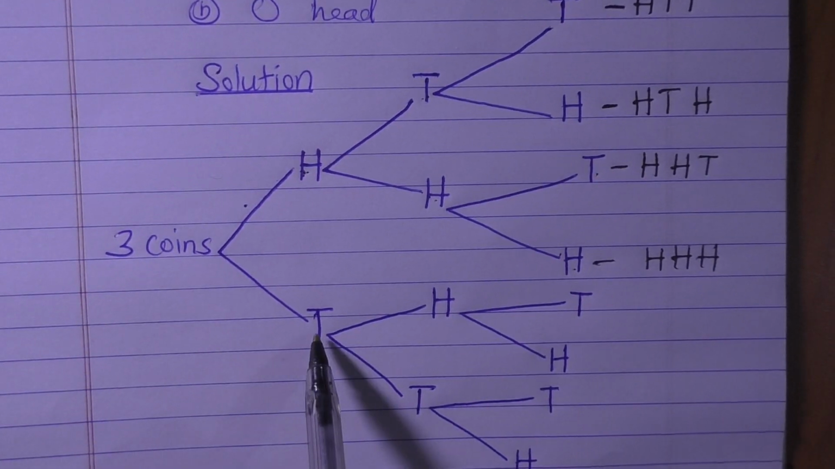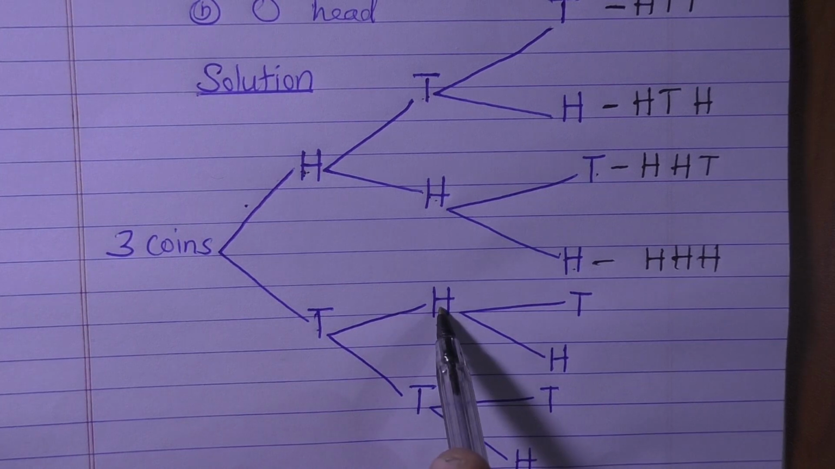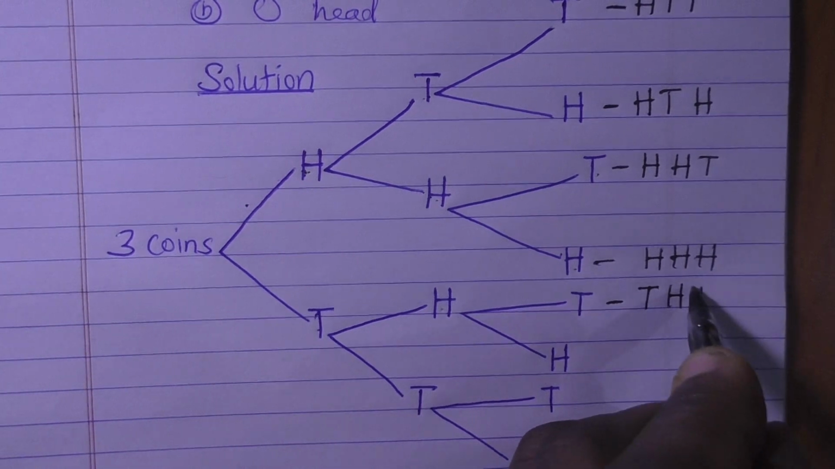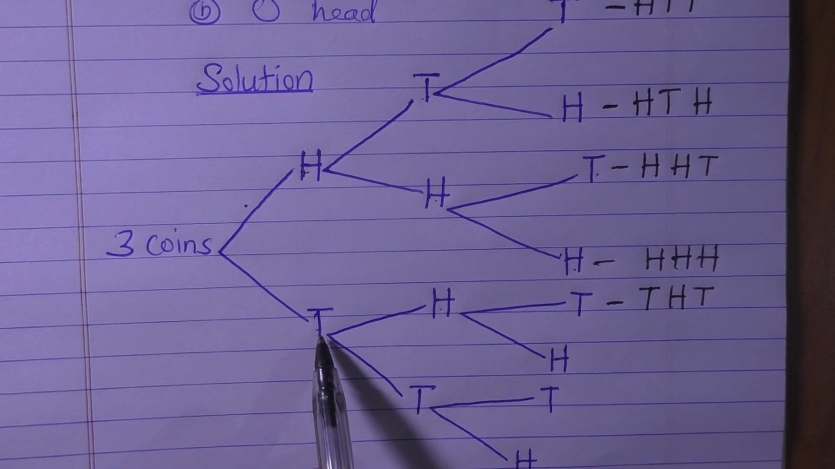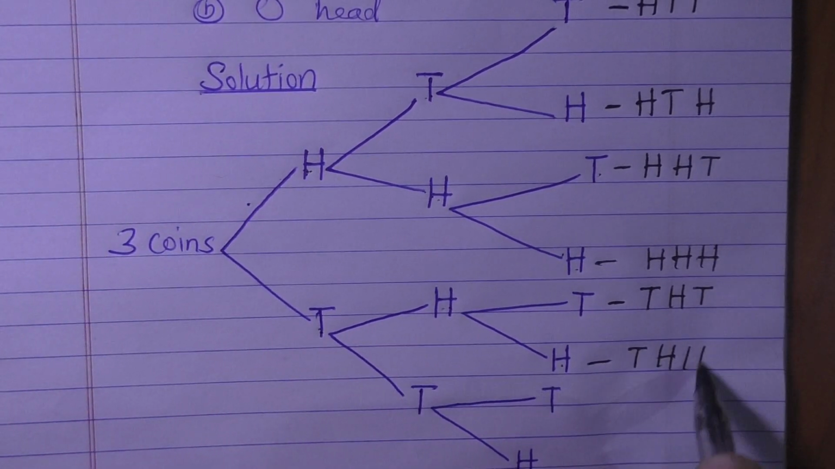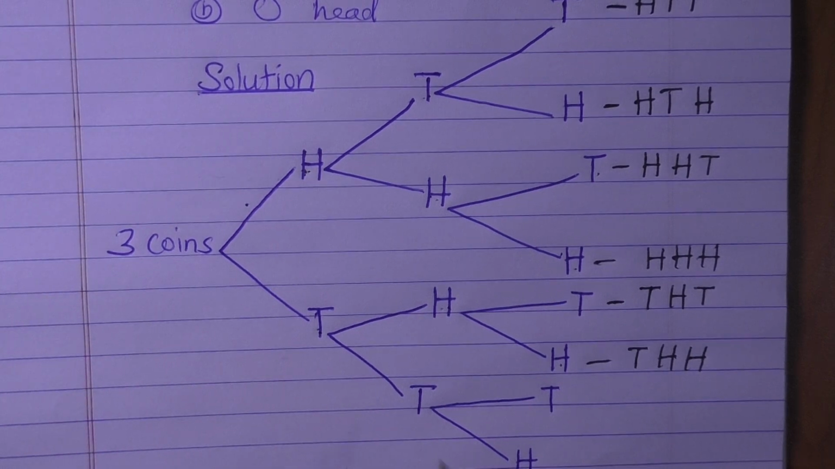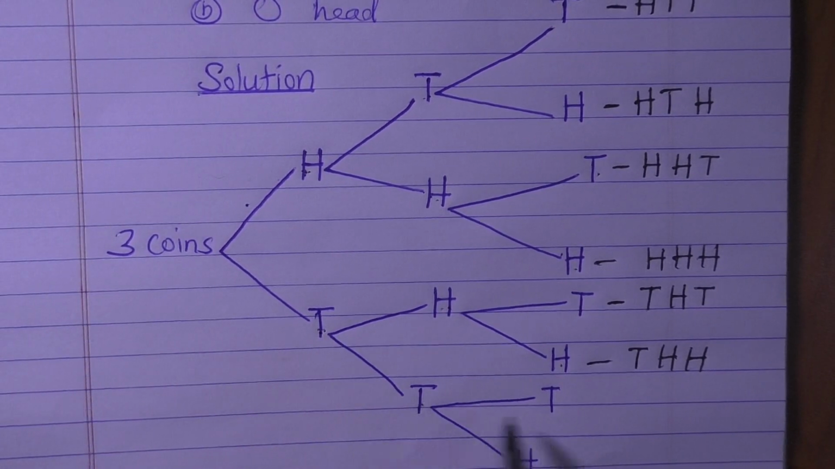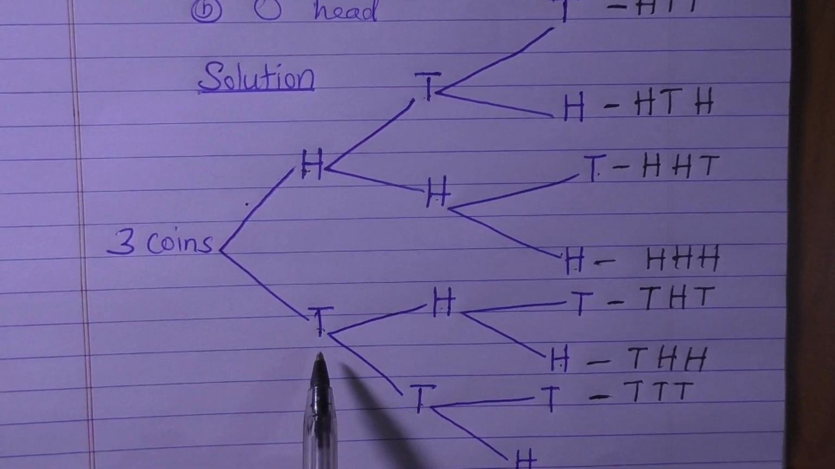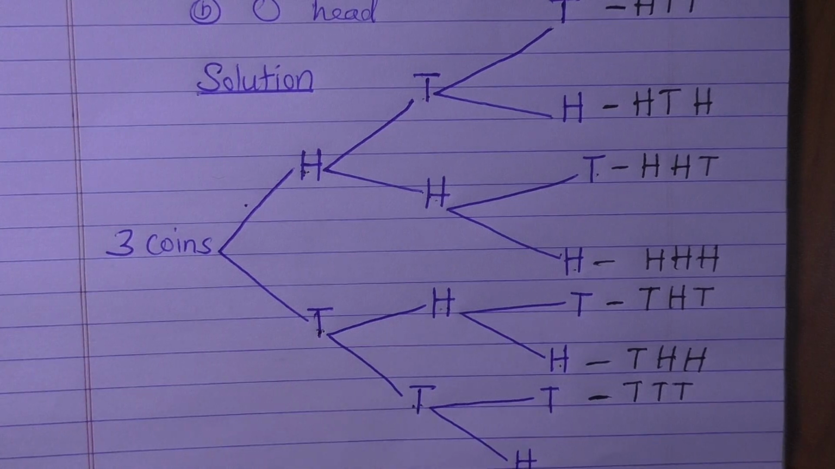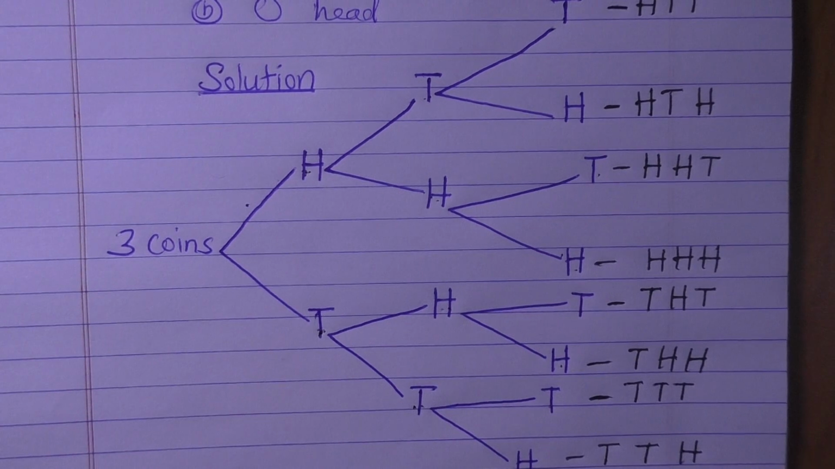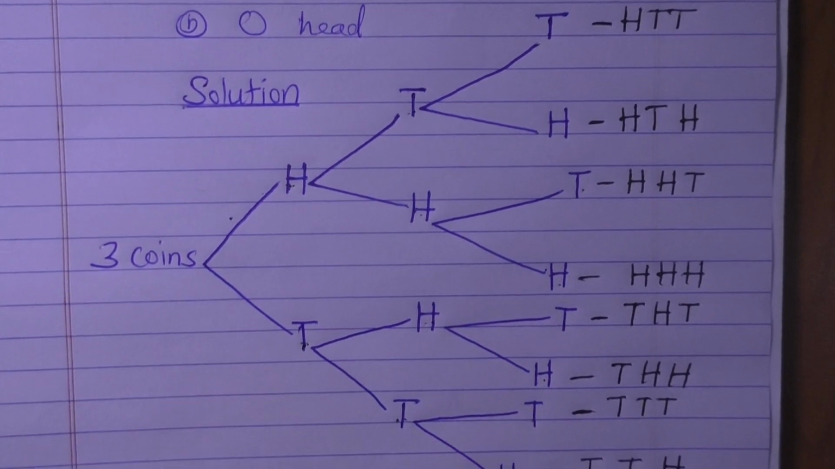Or we can have a tail, a head, and a tail. We can still have a tail, head, head. Or we can have a tail, tail, tail. And lastly, we can have a tail, tail, head. So those are our possible outcomes.